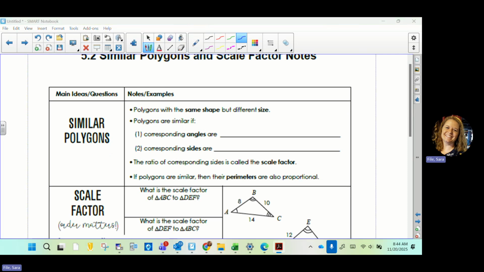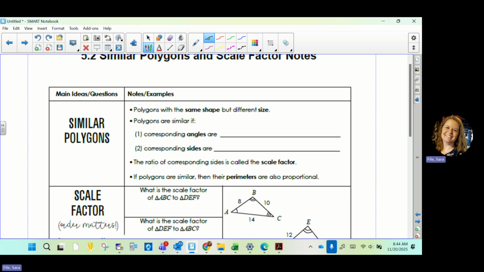Similar means that they are the same shape, but not the same size. But more specifically than that, not only do they have to be the same shape, they can't just both be triangles, they have to be the same type of triangle, with the same angles. So a right triangle cannot be similar to an equilateral triangle because they have different angle measures. So when I say same shape, different size, I mean the same ratio of the shape.